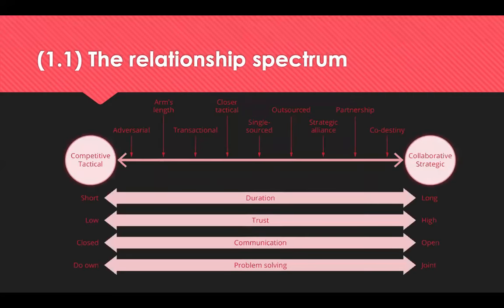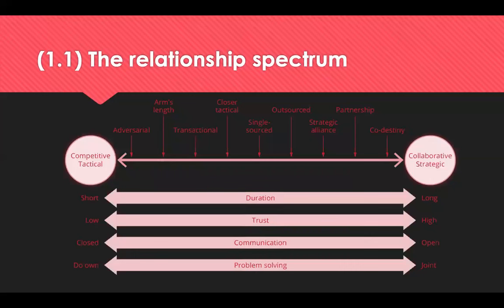There are various types of commercial relationships between buyers and suppliers in the supply chain. Now, the relationship spectrum classifies the 9 types of relationships. The ones on the left are competitive and tactical. They're likely to involve one-off transactions where a relationship is not required, and they're characterised by low trust and limited communication, and each party will do its own problem solving.